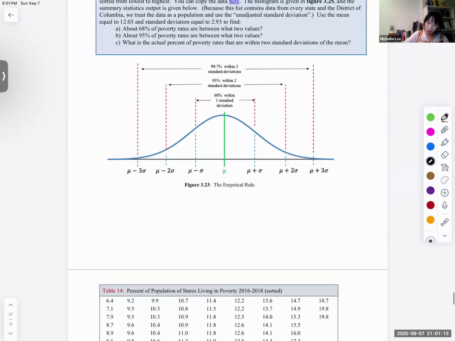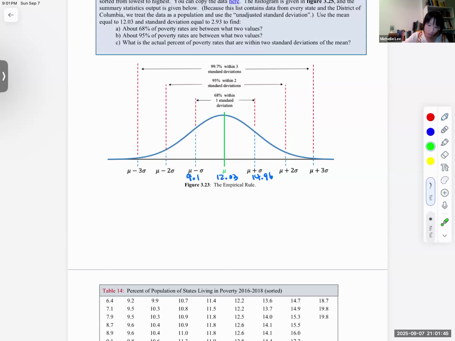Let me write down, what did I say? Bad memory. Let me fill it out. What was the mu? Mu was 12.03, and that will be 9.1 and 14.96. That's the 68%. Two values. Make sense? Okay.